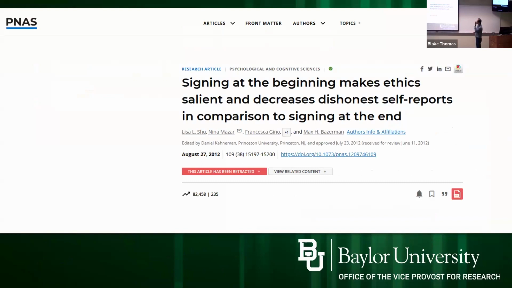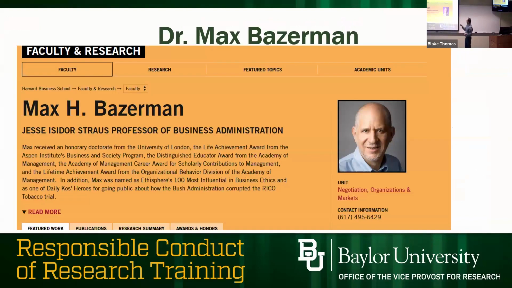This is what the paper was for. So you can see on here, it's signing at the beginning makes ethics salient, and degrees of dishonesty, reports and compares, deciding at the end of the article. But you can see there's co-authors on there. And the reason I know about this was because Dr. Benjamin listened to this podcast called Freakonomics, talking about dishonesty and academic problems and stuff like that.